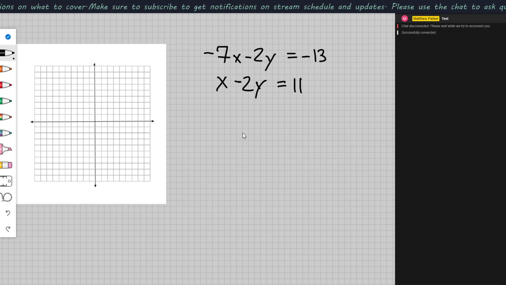Again, I'd like you to at least pick a substitution or an elimination method along with graphing, because the graphing is going to be really quick with Desmos. And then we'll cover that tomorrow.